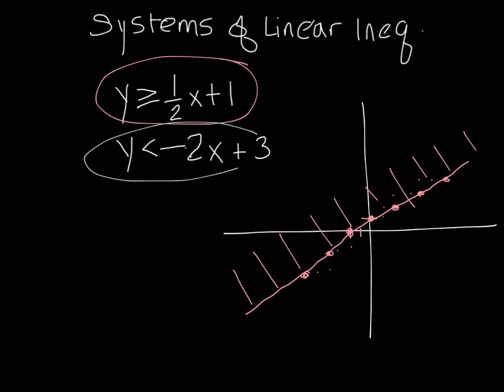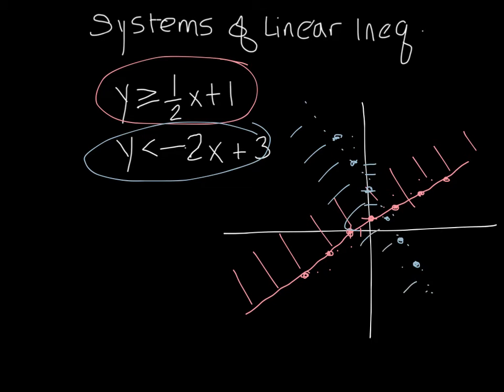Okay, so now I'm going to graph the bottom one, so I cross at 3. And my slope is down 2 over 1. So I go down 2 over 1, down 2 over 1. Keep on going. Can go in the other direction. Okay, now this is going to be a dotted line because it's just less than. And it says it's less than, so I'd be shading it below.